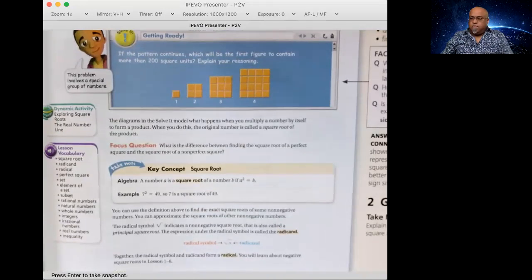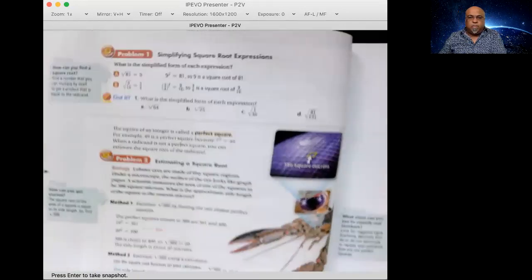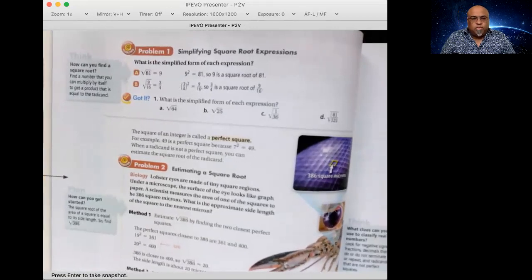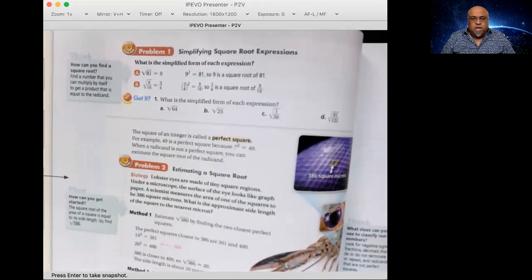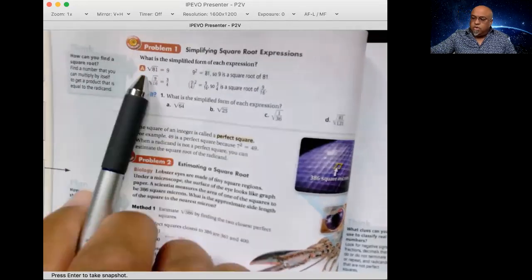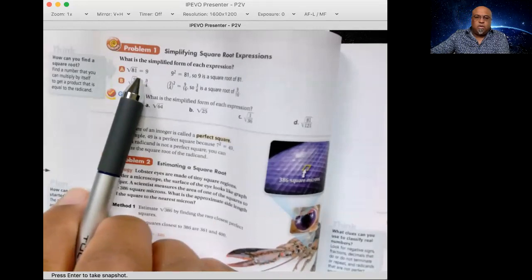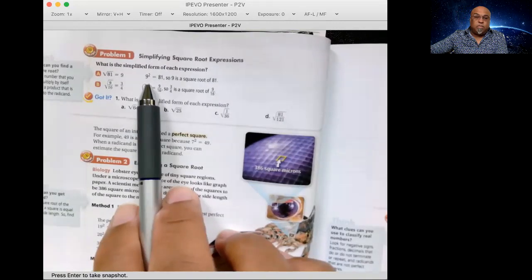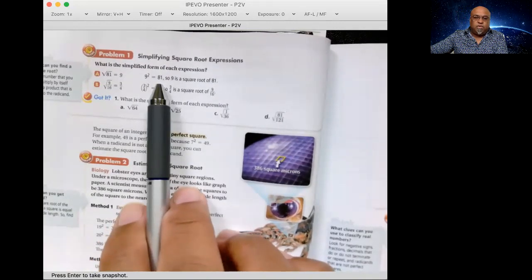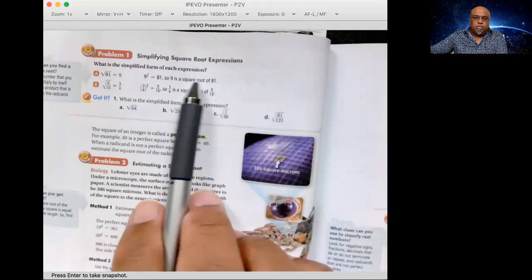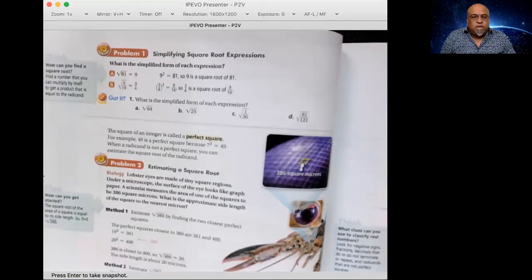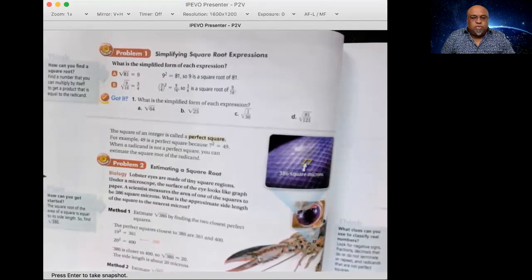Okay, but if I were to continue, I could give you some more examples here. Simplifying square root expressions. What is the simplified form of each expression? Okay, radical 81 is equal to 9. Why? Because 9 squared, or 9 times 9, is equal to 81. So we can say that 9 is the square root of 81. So again, the idea here is that a number times itself equals another number.